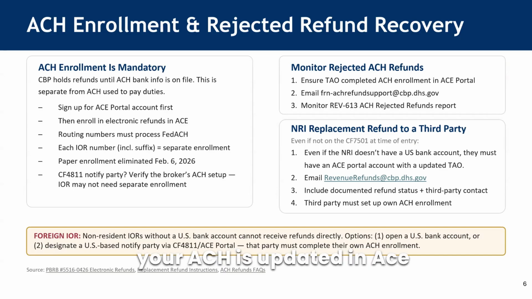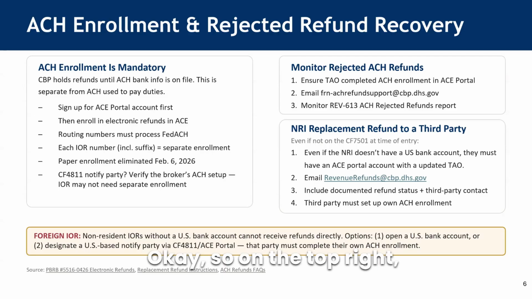You have to make sure your ACH is updated in ACE post February 6th. And then as far as the notify party, this is a party that you have as an importer directed. You want your refunds to go to other than the importer. That party also then has to set up the bank account if that's who you want to get your refund, your broker in this case. So you have to make sure that the broker has to set up the ACH in the CAPE portal as well.